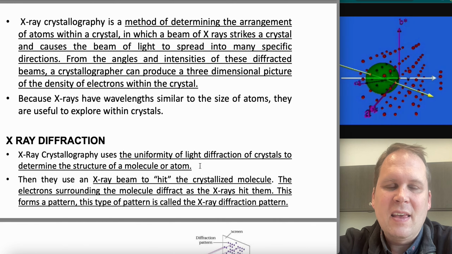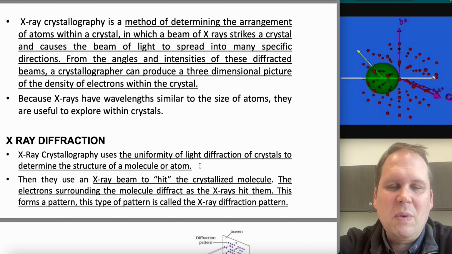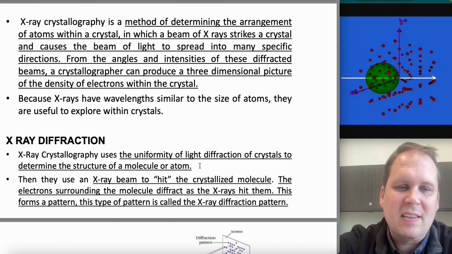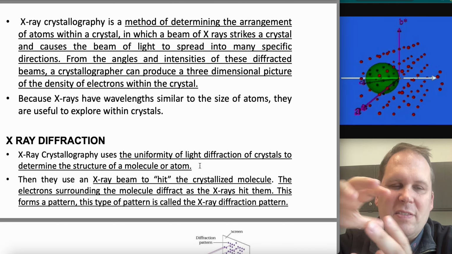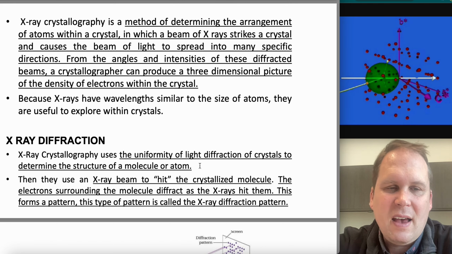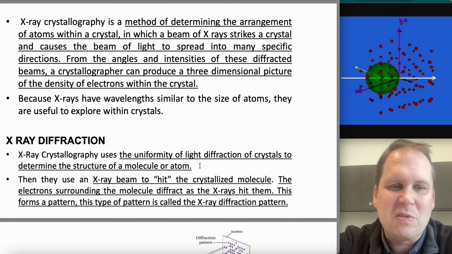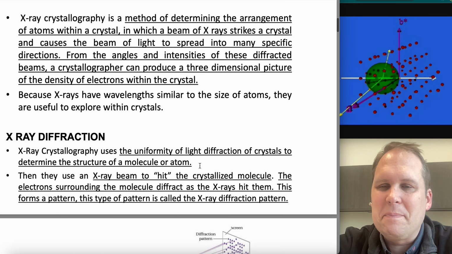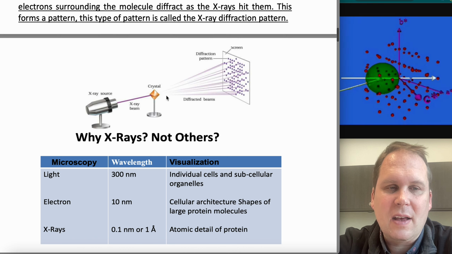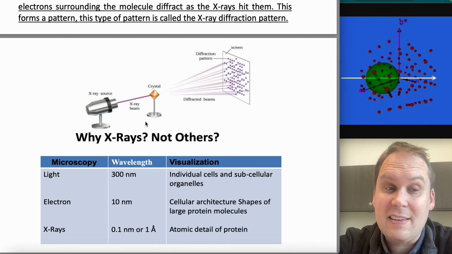Uniform light means that you have X-rays of the same wavelength traveling in precisely the same direction. They can do this by having an X-ray source and either focusing the X-ray, or you can just block everything that's not going directly straight with a little pinhole. And so, yeah, they're going to hit the molecule, and it's going to be a crystal of proteins. You say, protein crystal? That's weird. But yeah, you can get it to happen.